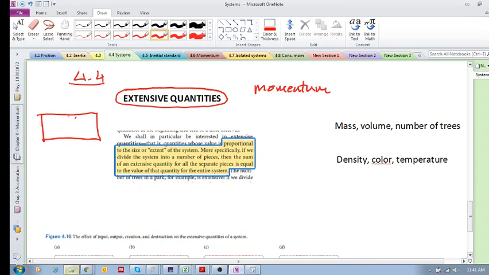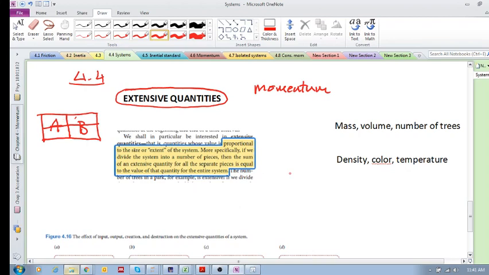if it's an extensive quantity, then you can divide up this system and add up that quantity A plus B to give you the total. Okay? So this quantity is dependent on the size. That quantity changes if you split it up into certain sections. Then each section, if you add up each section, it gives you the total quantity. That is an extensive quantity.